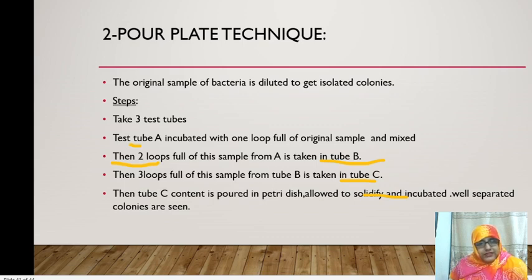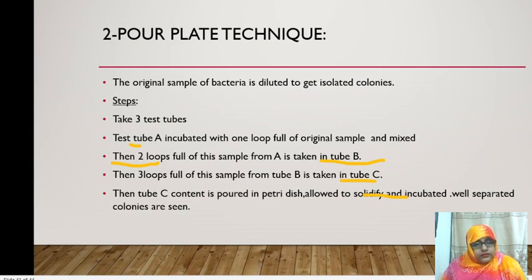The original sample, basically the inoculum of bacteria, is diluted to get isolated colonies. The sample is diluted with some media and separated colonies are seen. The steps are basically: take 3 test tubes. Label the first one A, and take one single loopful of the original sample, called the inoculum, and mix it in.